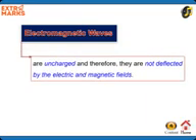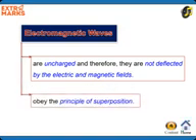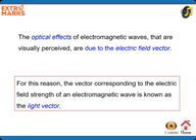Let's study more about electromagnetic waves. They are uncharged, therefore, not deflected by the electric and magnetic fields. They obey the principle of superposition. The optical effects of electromagnetic waves that are visually perceived are due to the electric field vector. For this reason, the vector corresponding to the electric field strength of an electromagnetic wave is known as the light vector.